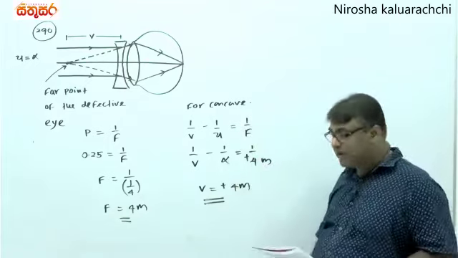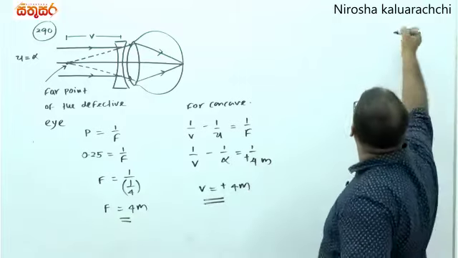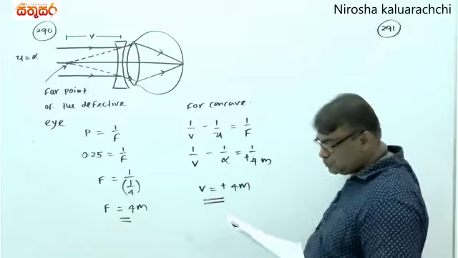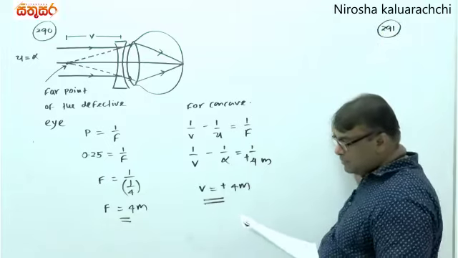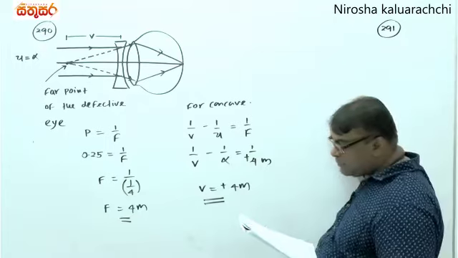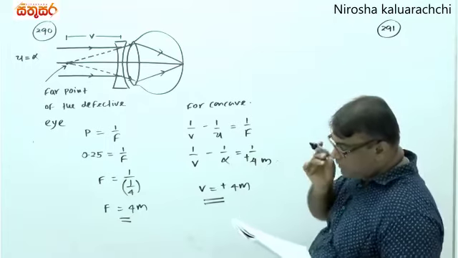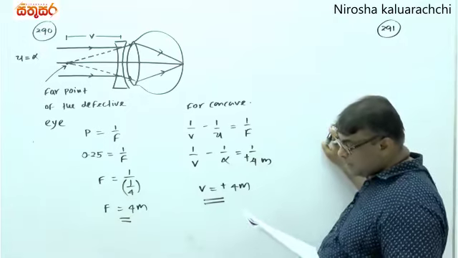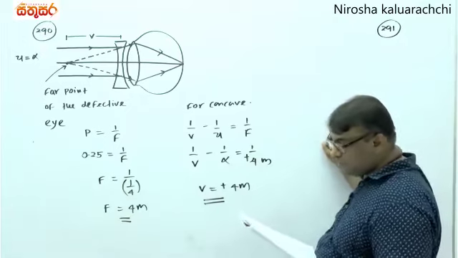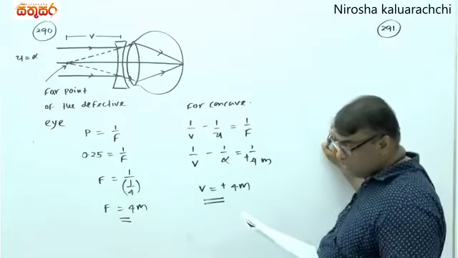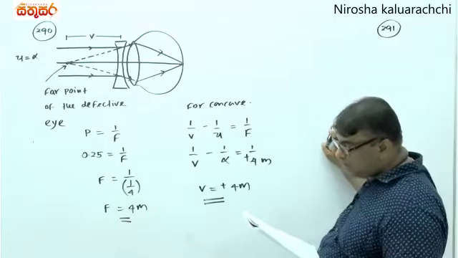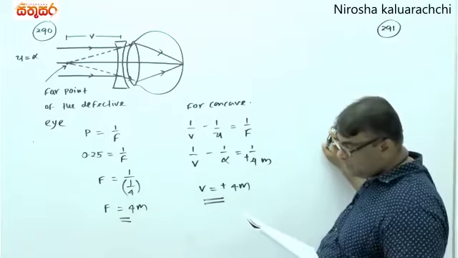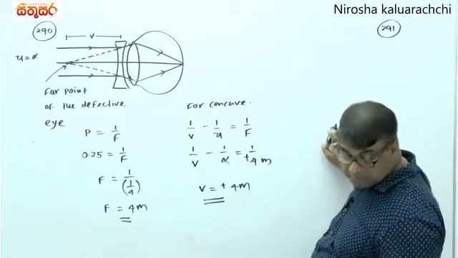Okay. 291. Copy this one. 291. Find the minimum and maximum focal length of the defective eye, right, of the near point 40 centimeter, and the far point of 100 centimeter from the eye, right. Diameter of the eye is 2 centimeter.